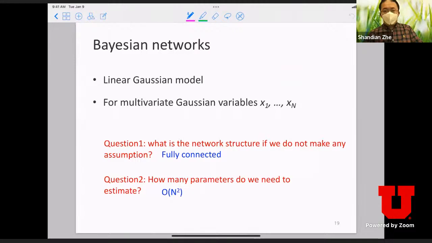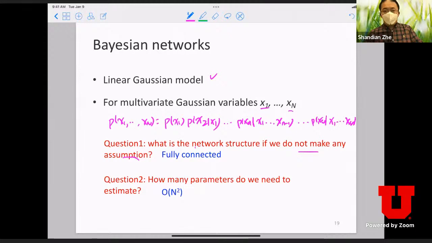Okay, but first let us look at the benefit of this simplification. We use the linear Gaussian model as an example. So suppose we have n multivariate Gaussian variables. If we use the full Bayes formula, meaning that we do not make any assumption, we decompose this joint probability into P of x1, P of x2 given x1, and so on, until P of xn given x1 to xn minus 1, right?